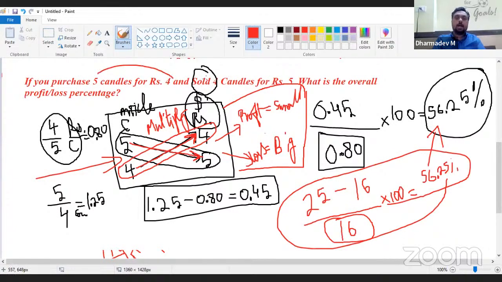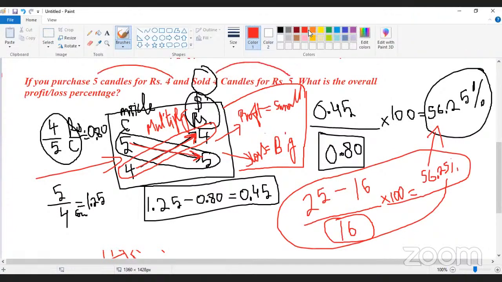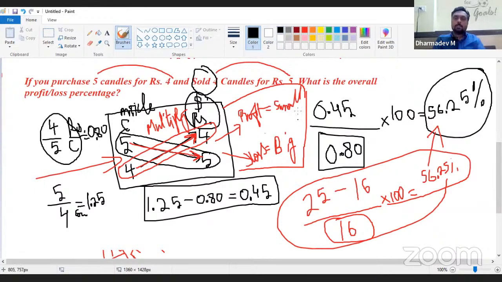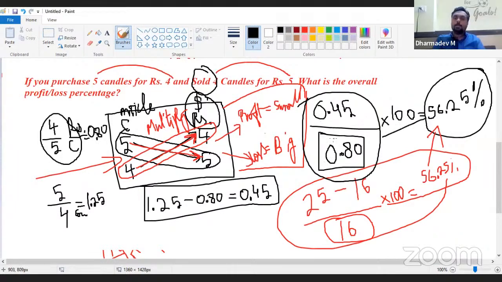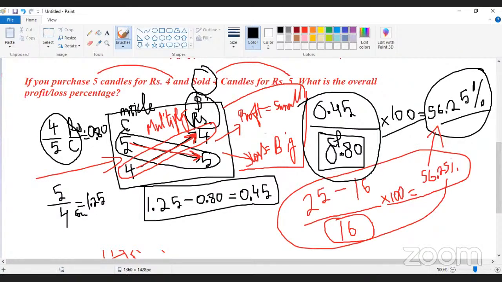Article 2 rupees, article 2 rupees alone. Are you clear with that? If you're not comfortable with this, go with the first one. Find the price of each candle, and then multiply by 100. The base value is the cost price, times 100. You will also get the same. Is it clear? Yes, clear, sir. Okay, very good.